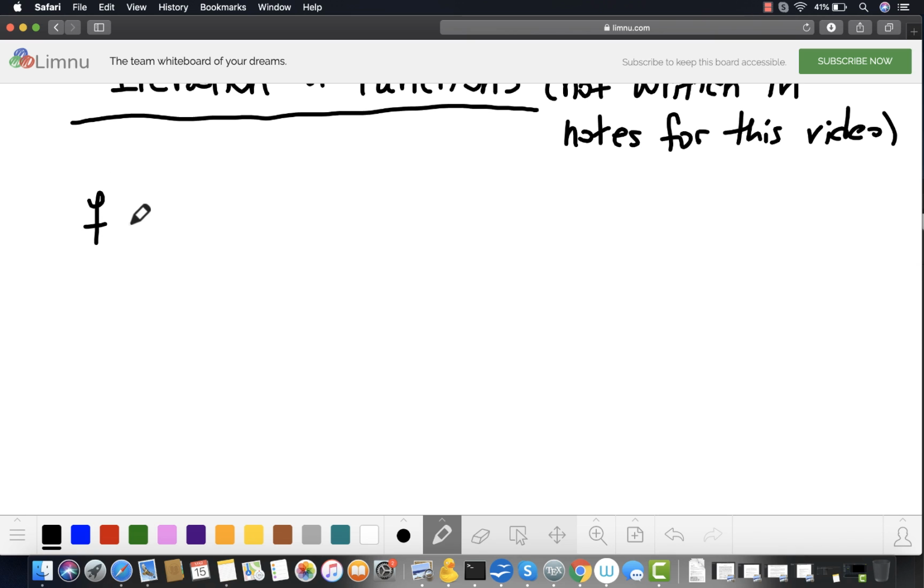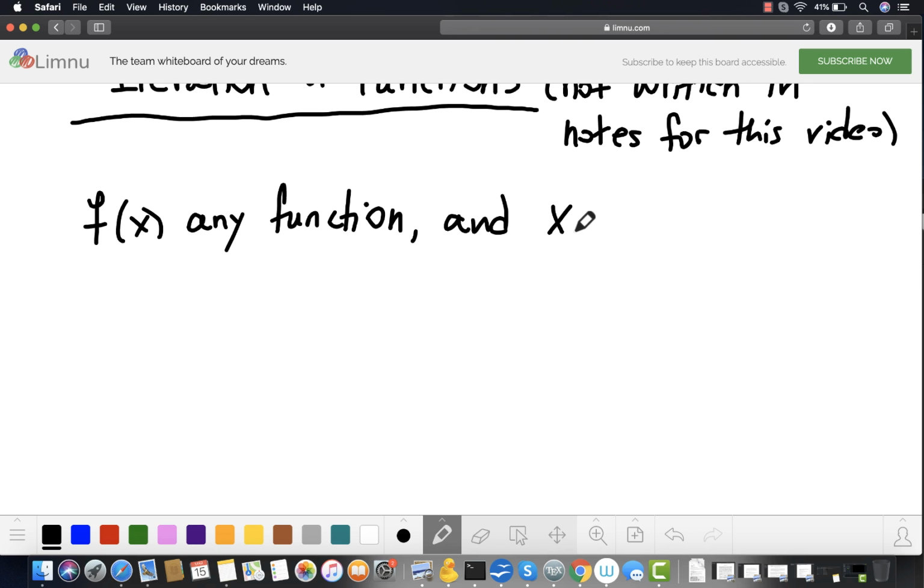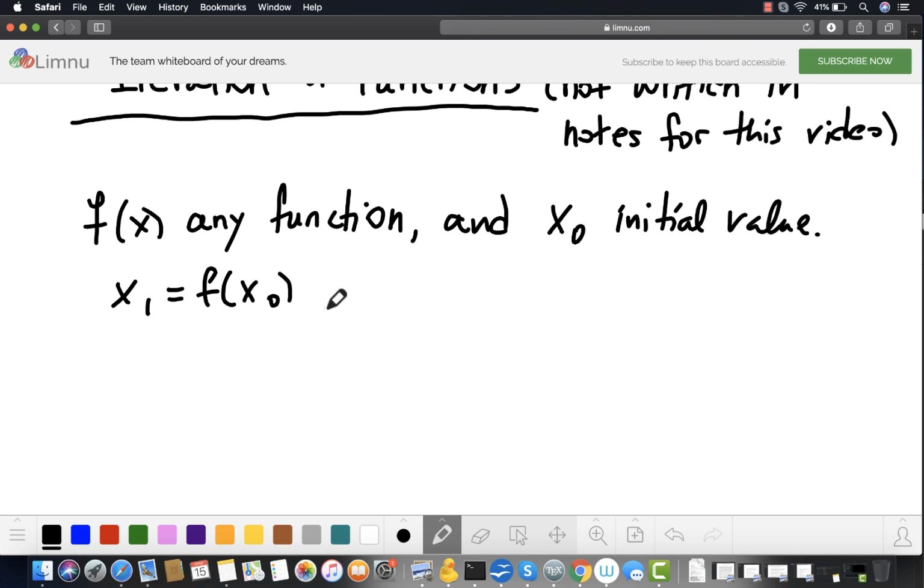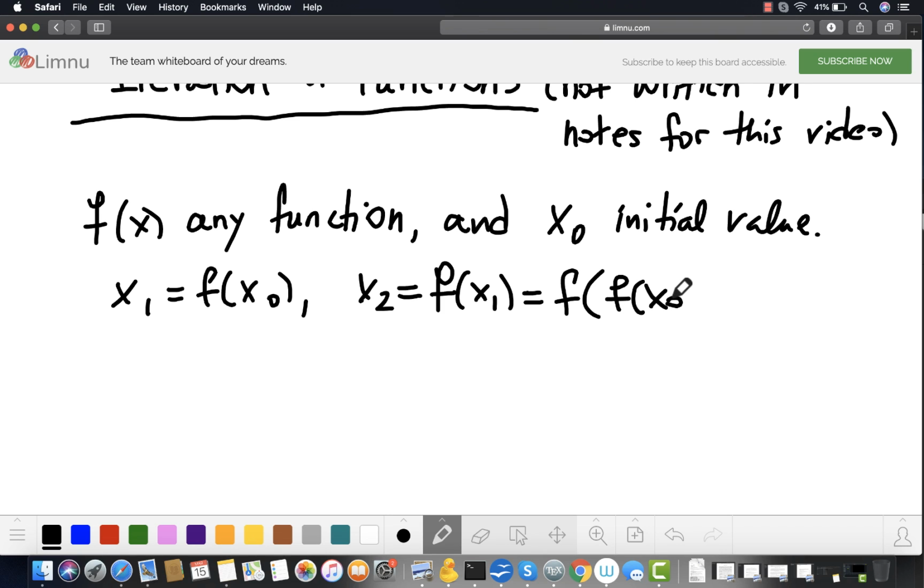Basically, f could be any function. So f of x is any function. And we specify an initial value. So x sub 0 is some initial value. And then we obtain x sub 1 by applying the function f to x sub 0. And then we get x sub 2 by applying the function f to the result of applying f to x0. So x sub 2 is f of x1. But what does this mean? If you replace x1 itself with f of x0, we get that x2 must be f of f of x sub 0, right? So this is known as iteration. I'm iterating a function twice.